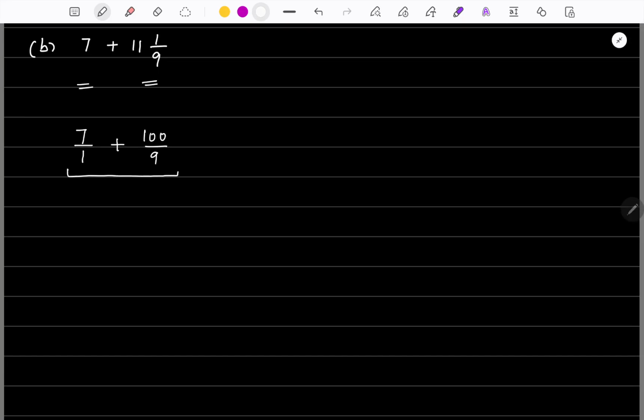Now these two fractions are unlike fractions, and they need to be converted into like fractions, so we find the LCM. The LCM here is equal to 9. Now the next step comes where we convert them into their equivalent fractions. 7 by 1 will give us 63 by 9, whereas 100 by 9 will remain as such since its denominator is already equal to 9.